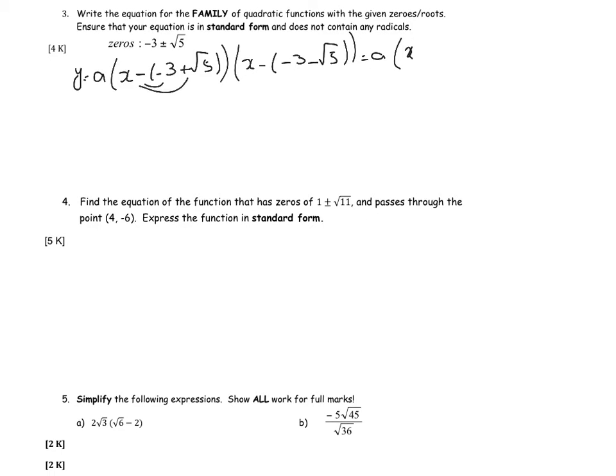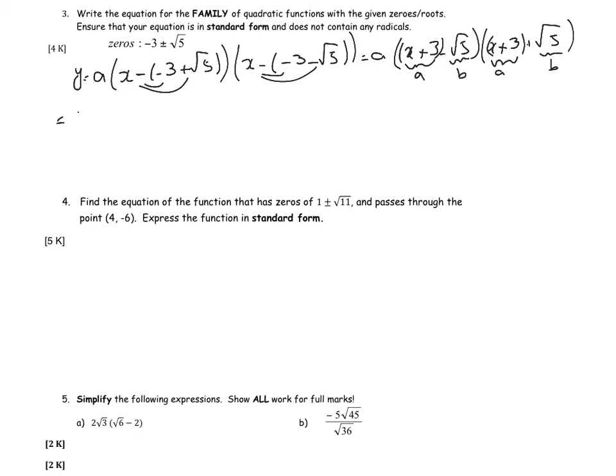If you distribute the negative inside, you get x plus 3 minus square root of 5. Again, if you distribute the negative inside, we get x plus 3 plus square root of 5. Now, to expand this, you can either expand term by term, or easier than that, if I put a bracket around these two, if this is a, this becomes a. If this is b, this is b. So we have a plus b times a minus b. We know that this becomes a squared minus b squared.